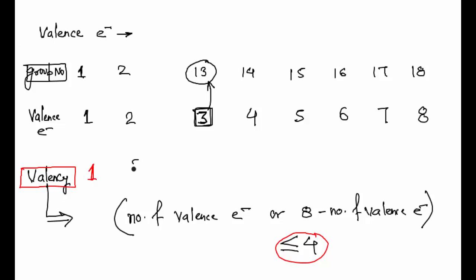So here the valency will be 2. Here it will be 3, and 8 minus 3 is 5, so you will take 3. Here it is 4 and 4, so you will take 4. Then again 3, then 2, then 1, and then 0.